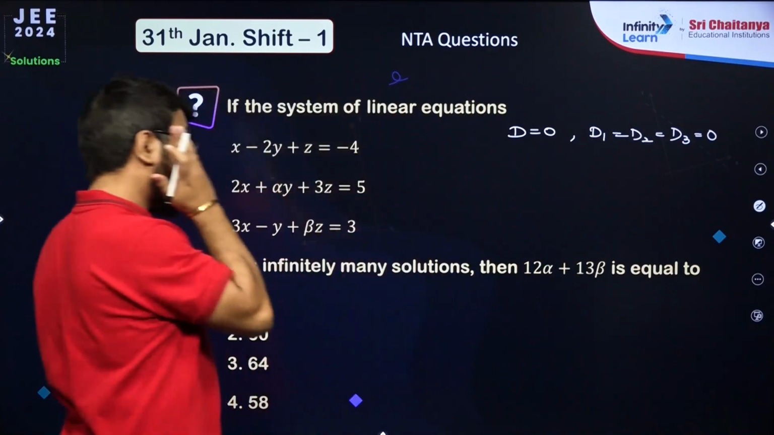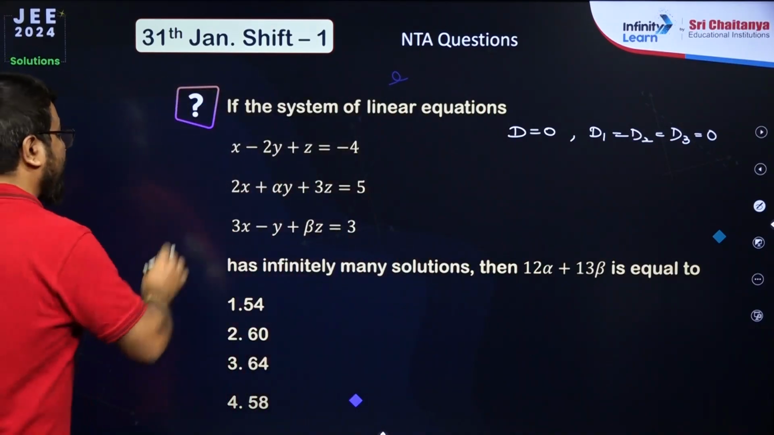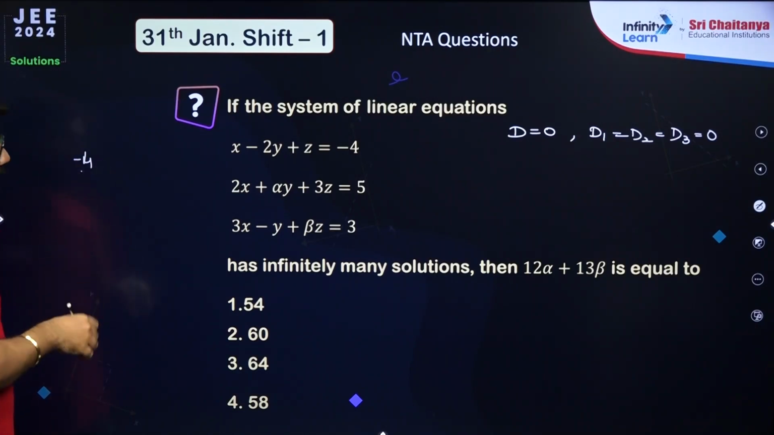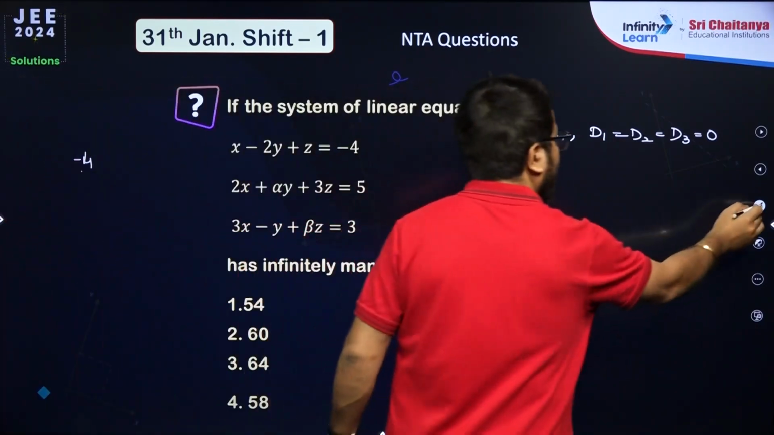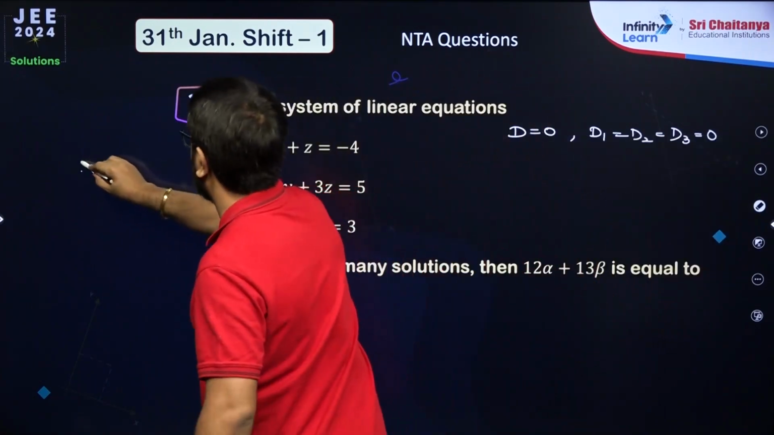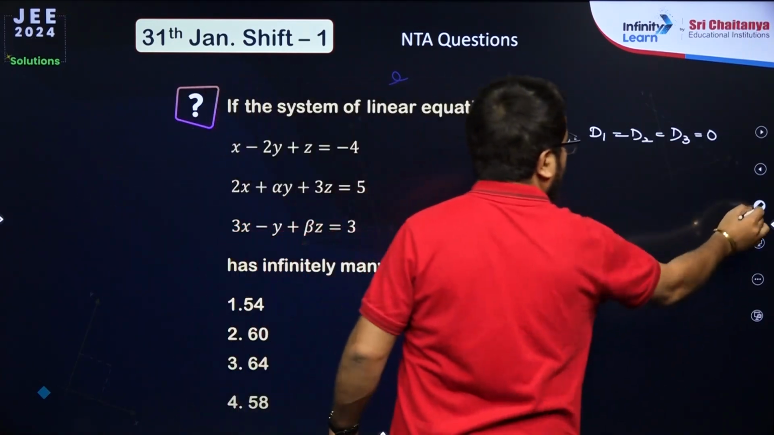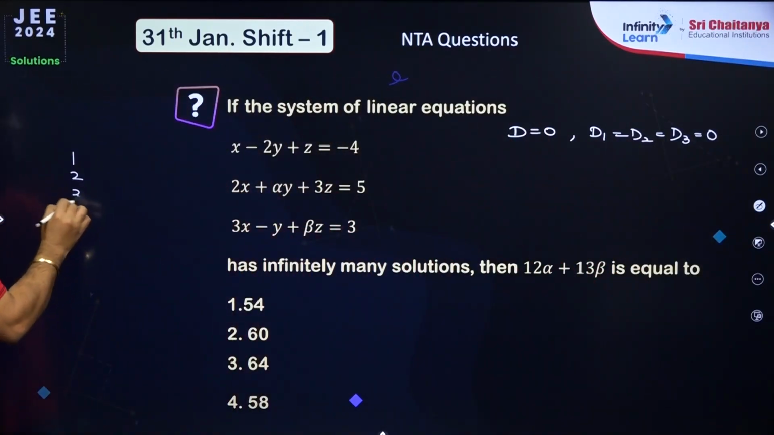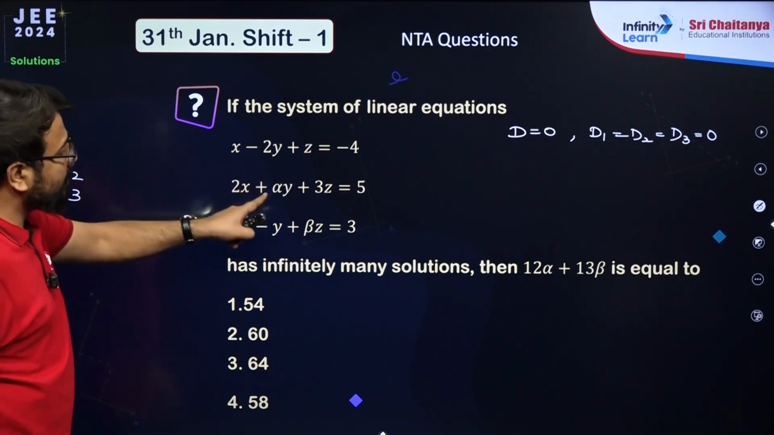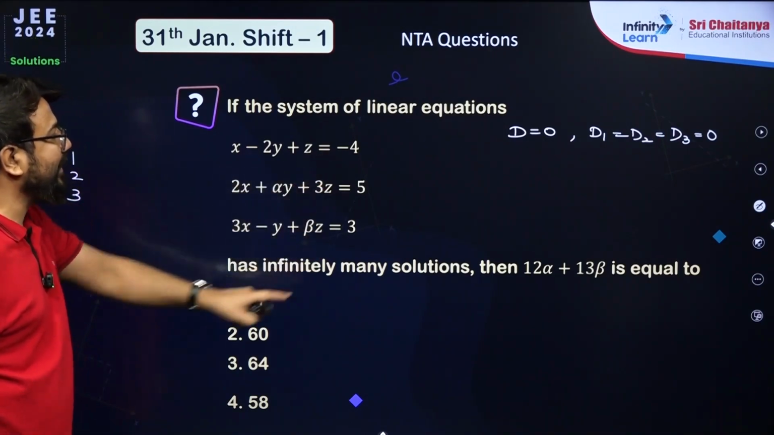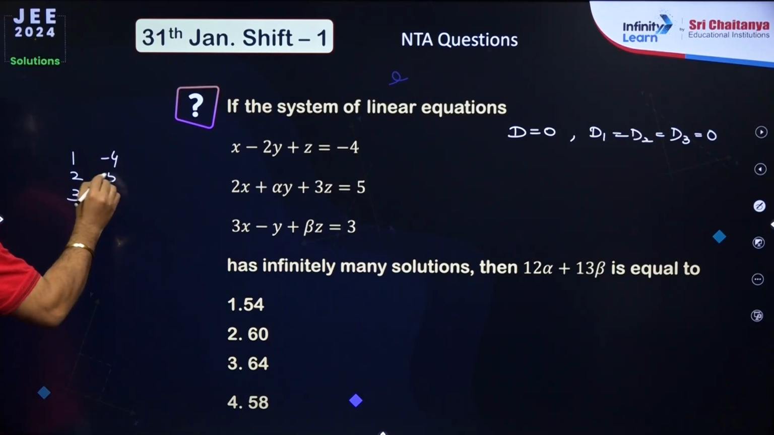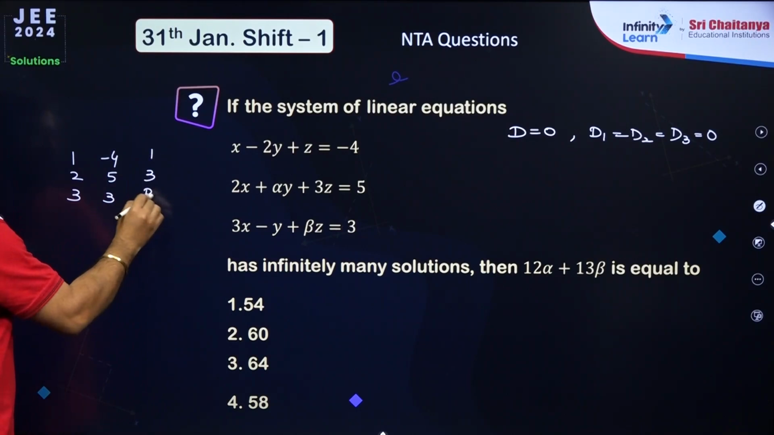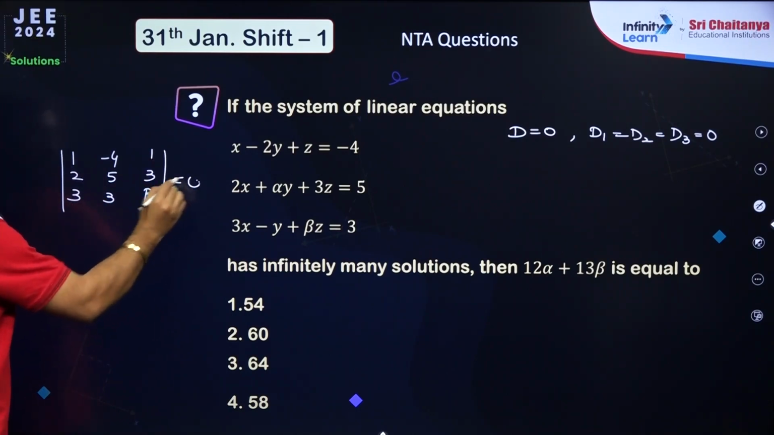Okay. So what is the value of D1? I am writing here, first column will be replaced with, so let us not write the value of D1. I think it would be better if you write the value of D2 as well as D3 0. So 1, 2, 3, first column will be as it is. Instead of minus 2 alpha and minus 1, we will be writing minus 4, 5 and 3. Here it is 1, 3 beta. Now this determinant is 0. This will help me to get the value of beta.